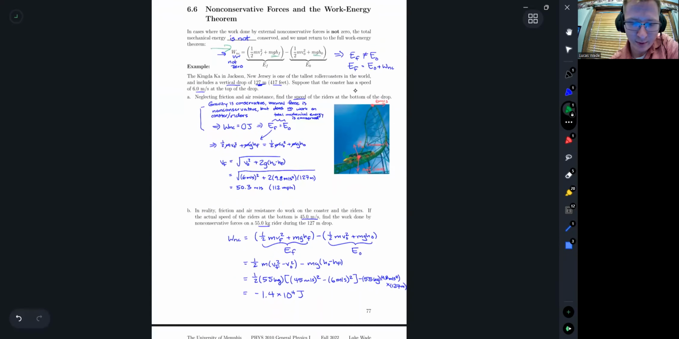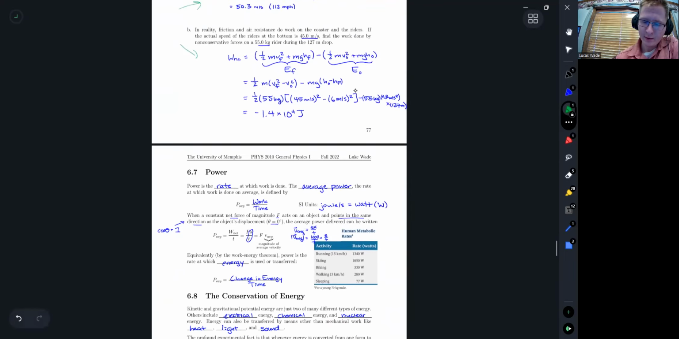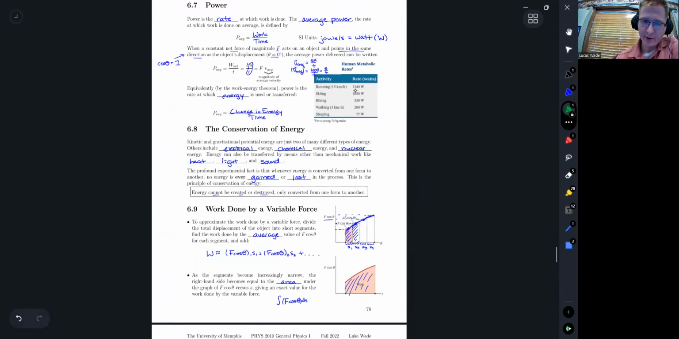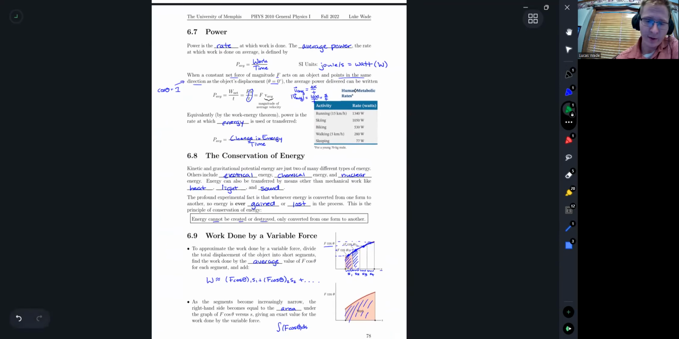And so these two examples actually are good for both, since in the first one, we have only conservative forces doing work, and in the second one, we have non-conservative forces doing work. The rest of this chapter, this topic, power, conservation of energy, work done by a variable force, don't worry about it.